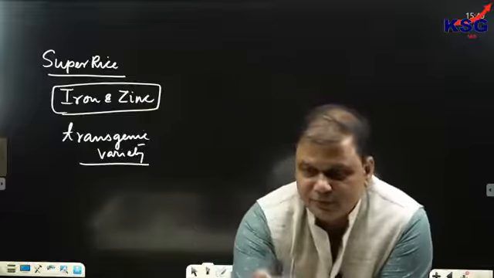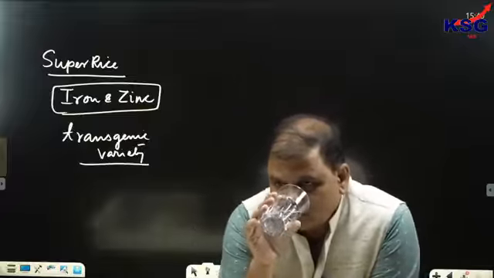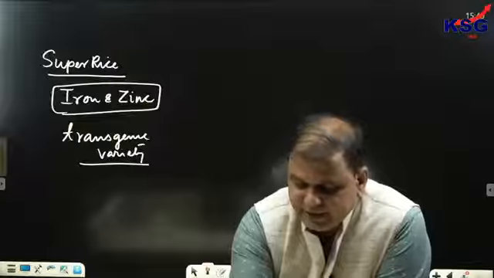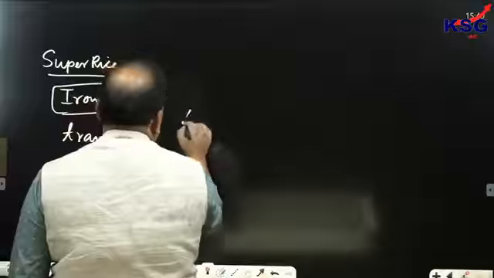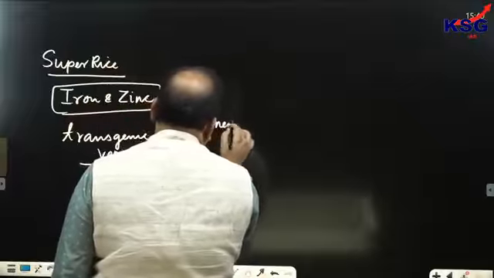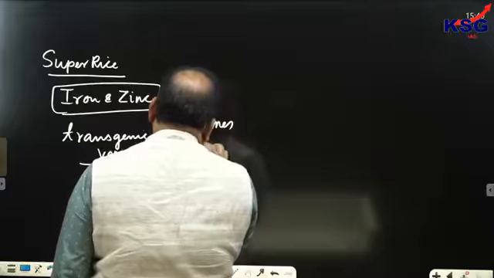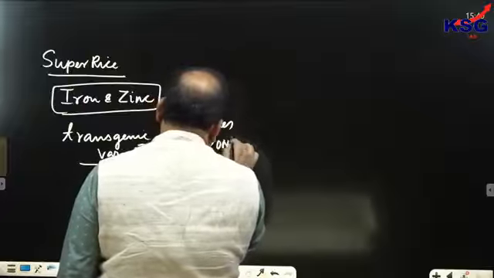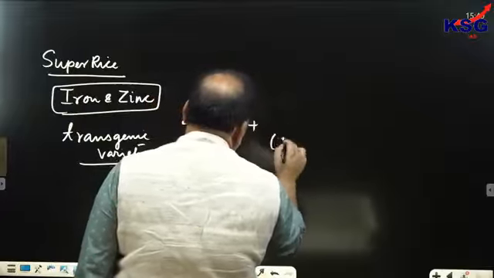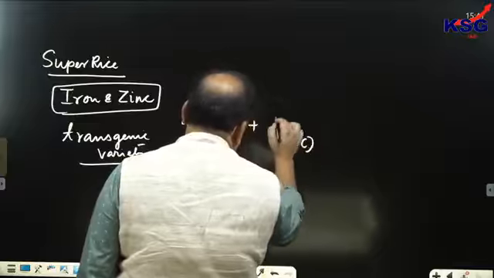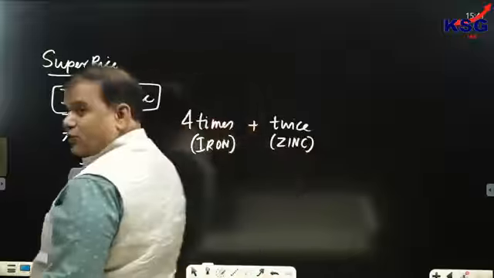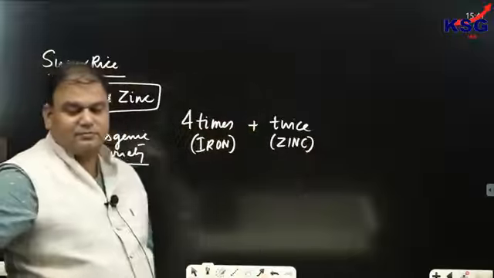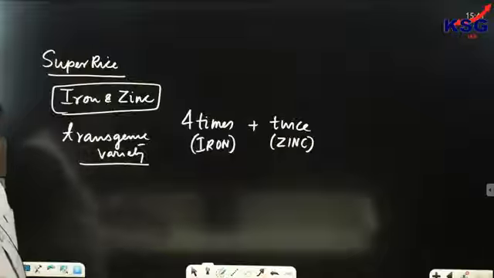in which the iron content has been enhanced four times, and the zinc content twice. Clear? So this variety is called super rice.